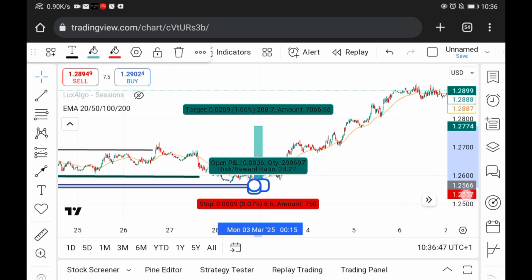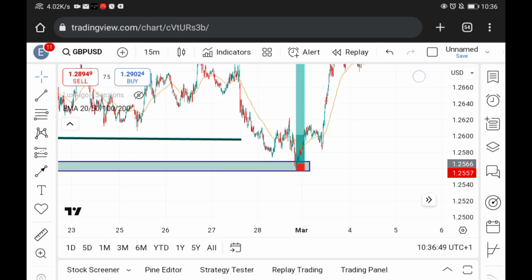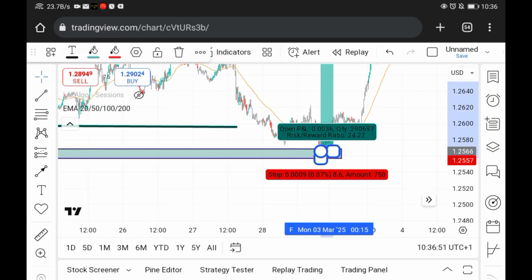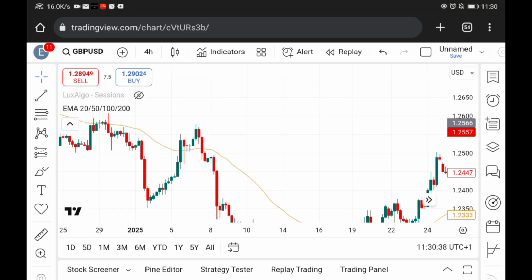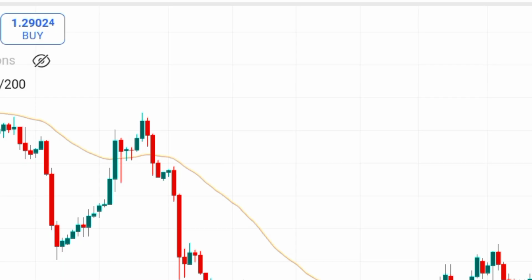So this is to say, if you are risking $5 here times 20, 5 times 10 is 50, times 20 is 100. So your $5 will make you $100. So right here, I'm still using GBPUSD.